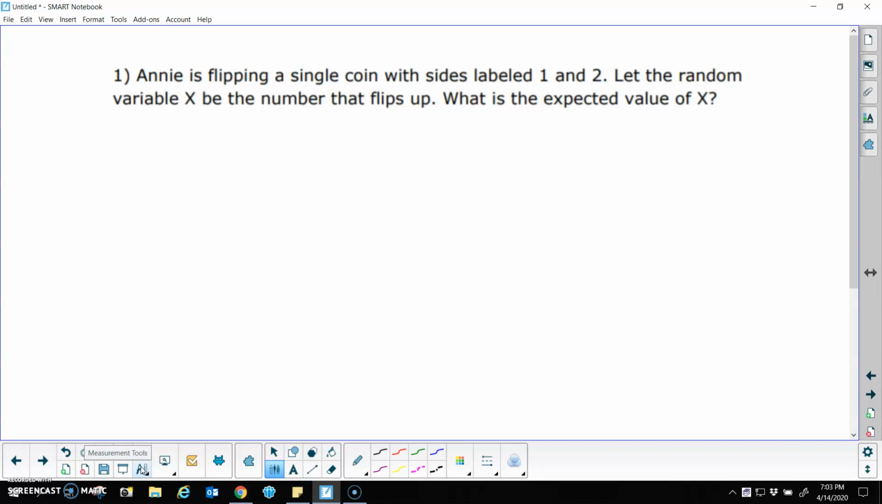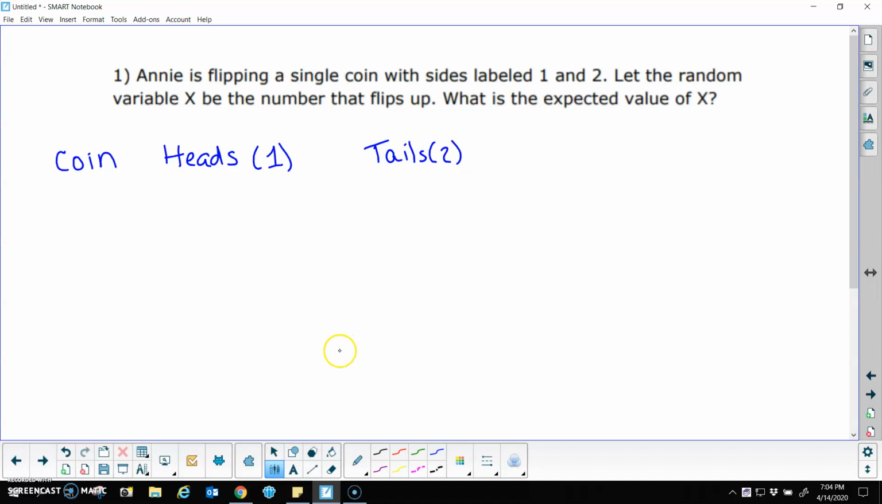Okay, so Annie is flipping a single coin with sides labeled 1 and 2. Let the random variable x be the number up. What is the expected value? Okay, so let's stop and think about a coin. You know how a coin has heads and tails, right? So a coin has heads. In this case, we're going to let it be the number 1, and then tails. And we're going to let this be the number 2.